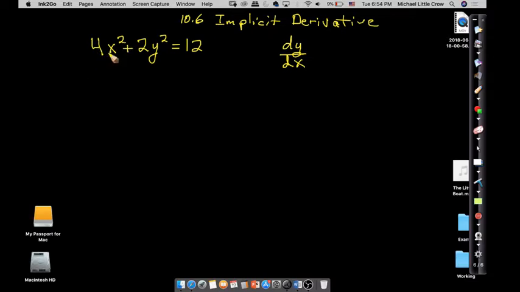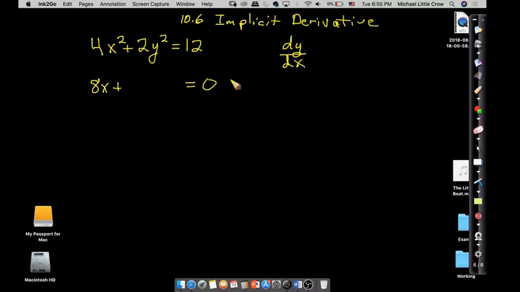What would be the derivative of 4x squared with respect to x? It would be 8x. Okay, so that part's the easy part. So that comes down. And over here, we can take the derivative of 12. We know that's going to be 0. So that's easy. We've done this stuff before.